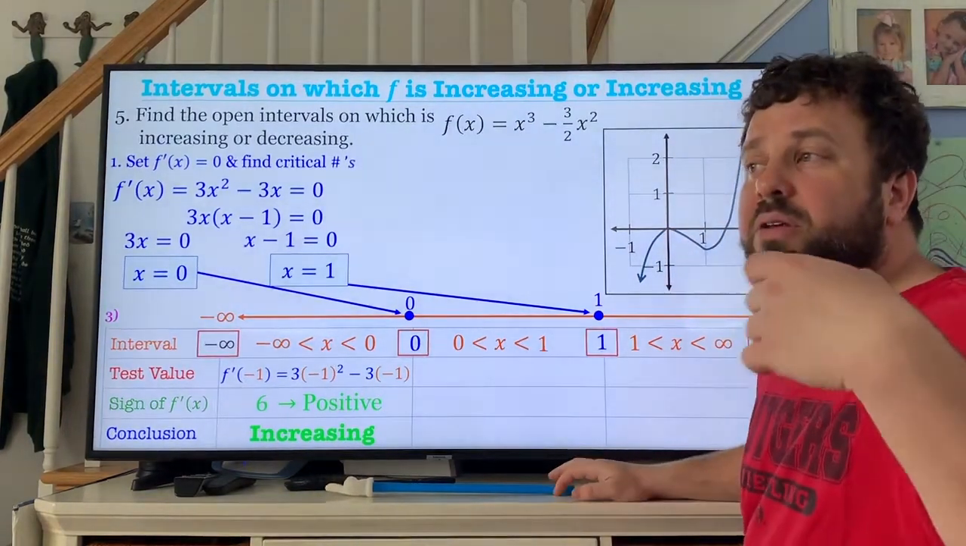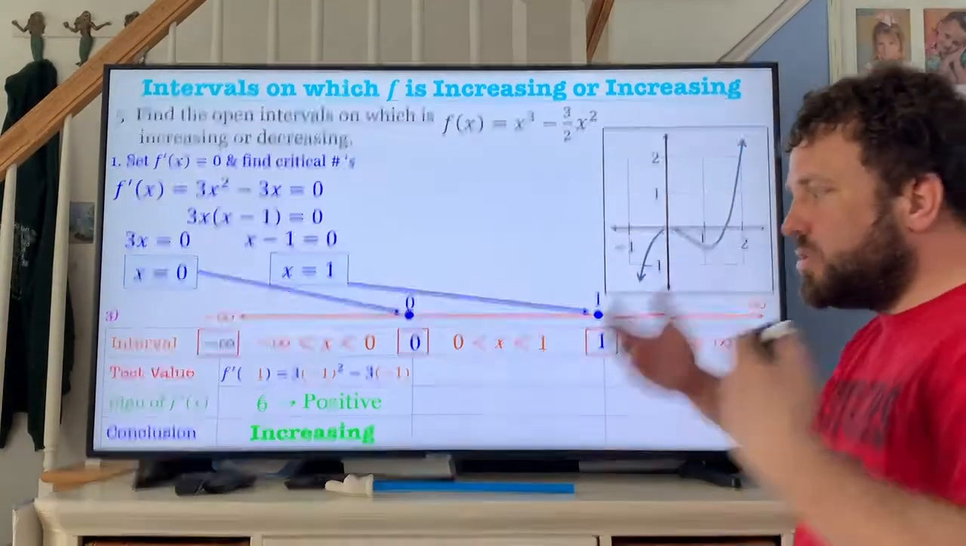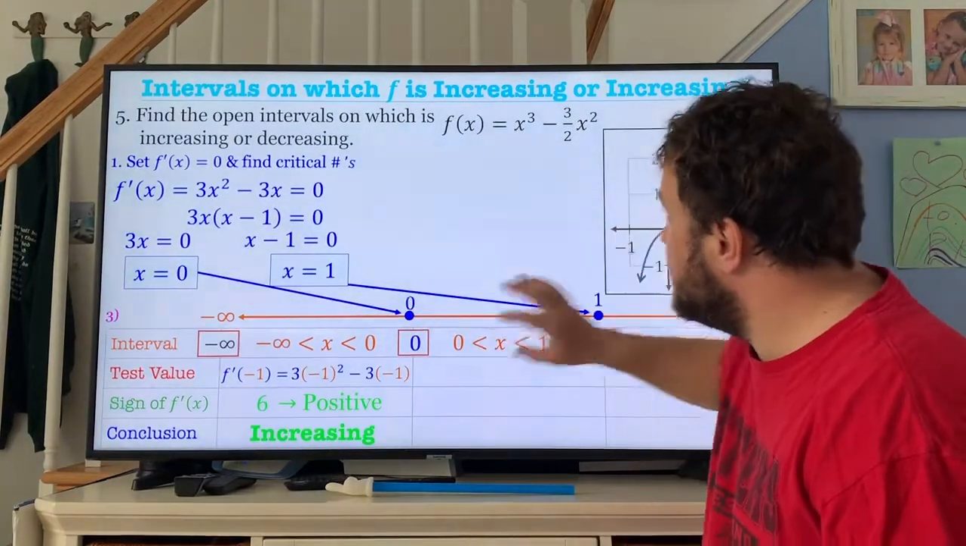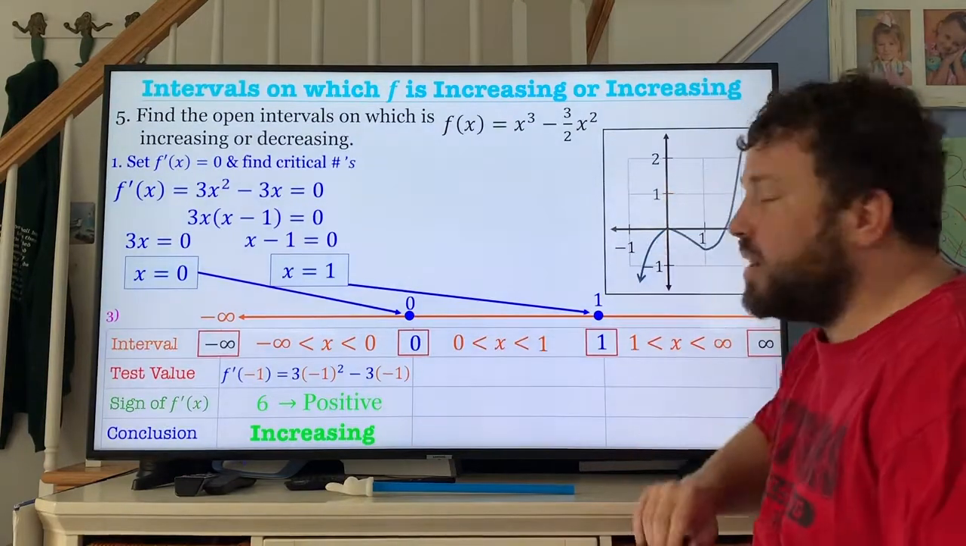Now typically you're not going to have a graph. I'm just showing the graph to show the relationship between actually doing this and the graph itself. We're going to be creating these graphs from scratch.